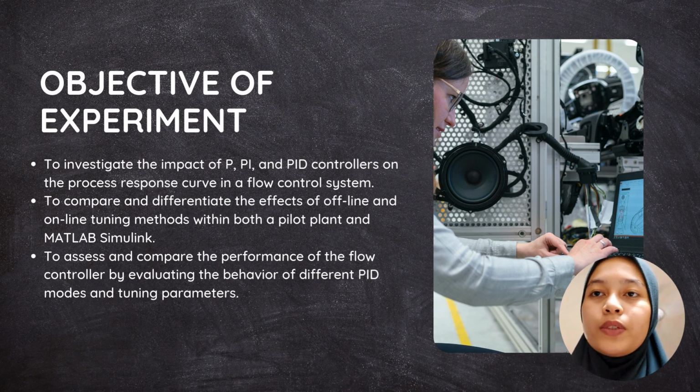For the objectives of the experiment, the first is to investigate the impact of P, PI, and PID controllers on the process response curve in a flow control system. The second is to compare and differentiate the effects of offline and online tuning methods within both a pilot plant and MATLAB Simulink. The last is to assess and compare the performance of the flow control by evaluating the behavior of different PID modes and tuning parameters.